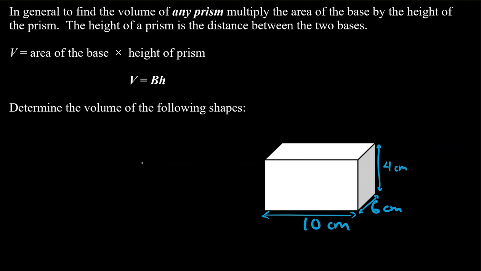For example, a cylinder. A cylinder is a circle that's been stretched in a vertical direction. Holy guacamole, that's a terrible cylinder. But hopefully you can understand what I'm talking about.